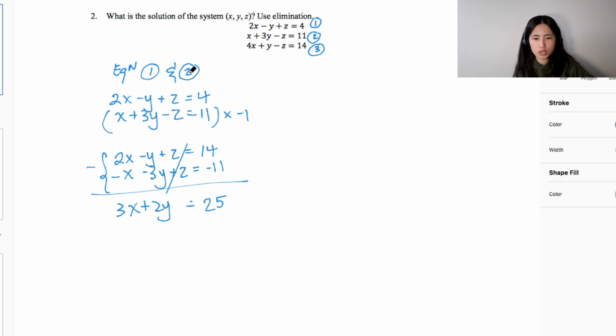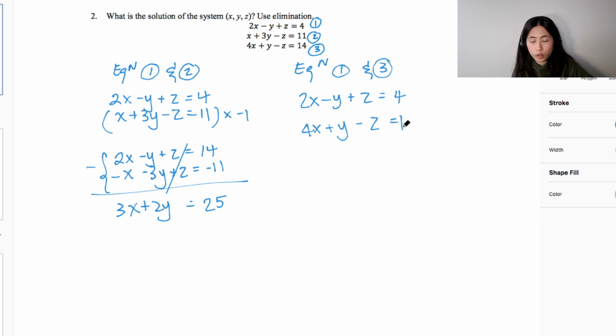So if you're using 1 and 2, I can probably use 1 and 3, right? 2 and 3 is fine too, but because you want to have just x and y, you can pick any, right? You can pick 1 and 3 or 2 and 3. So maybe I'm picking 1 and 3. So this is equation 1 and 3. So I can see from equation 1, this is 2x minus y plus z, which is equal to 4. Equation 3, that's basically 4x plus y minus z, and that's equal to 14, right?